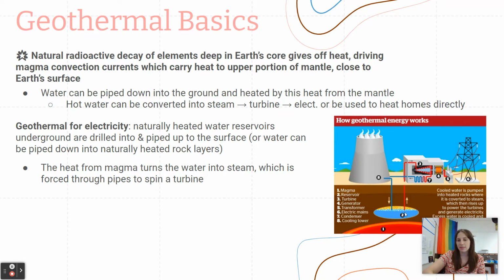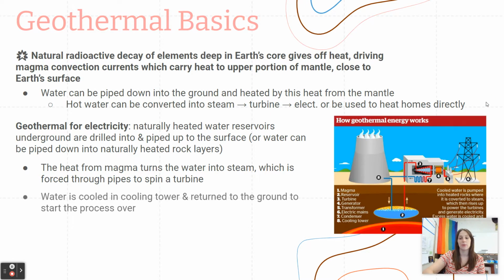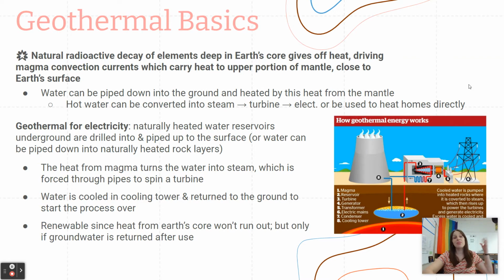So again, we're going to have this steam going up. It's going to be spinning the turbine, which is going to result in the production of electricity. Now, what we also have is a cooling tower. So after the steam has spun the turbine, we will recollect the water vapor and put it into this cooling tower. It's going to condense and come down. And then we're able to pipe it back down to the reservoir to be used again, so we can keep that cycle going. And this is what makes it renewable.